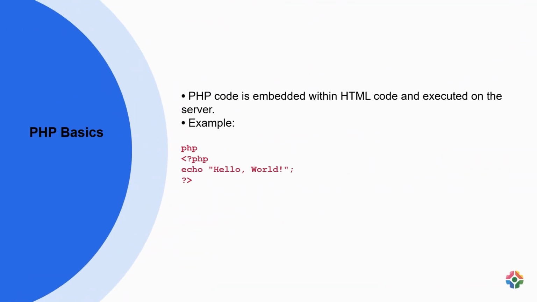PHP code is integrated within HTML code and is processed on the server. For instance, the PHP echo statement can be used to display Hello World on a web page. This combination of PHP within HTML allows for dynamic content generation on websites.